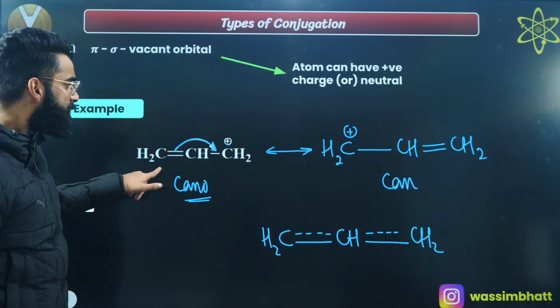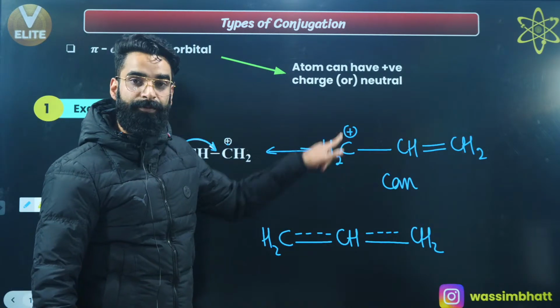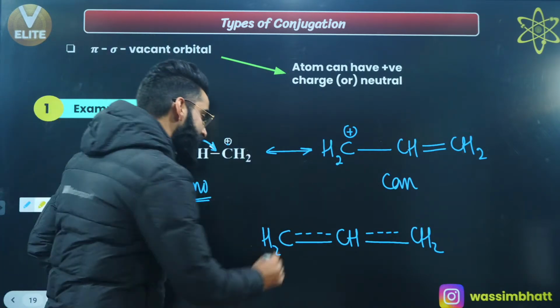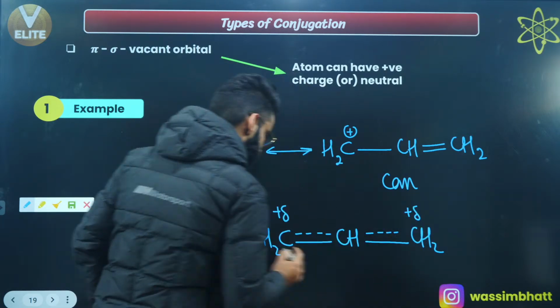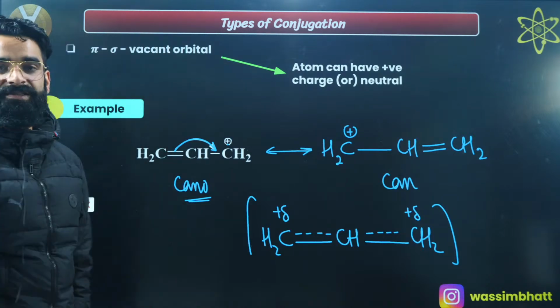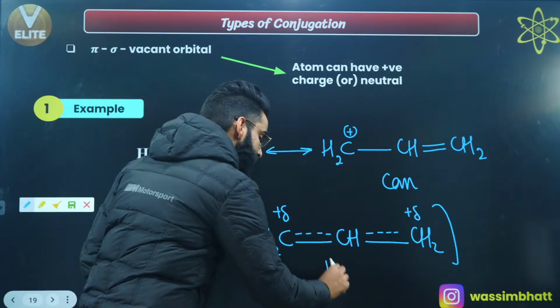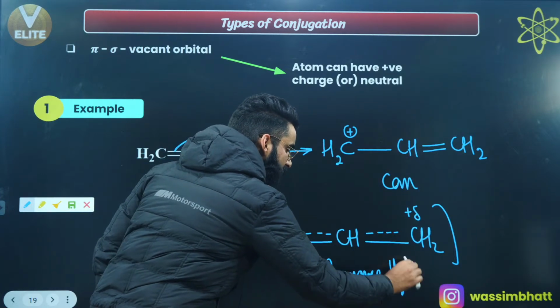In the first structure, this carbon carries a positive charge. In this canonical form, this carbon carries a positive charge, right? So in the hybrid, I need to show it. I'll be showing it like this: delta positive on this one, delta positive on this one, right? So this is the true structure, this is the resonating structure. Sorry, this is the resonance hybrid, right? This is the resonance hybrid, okay?